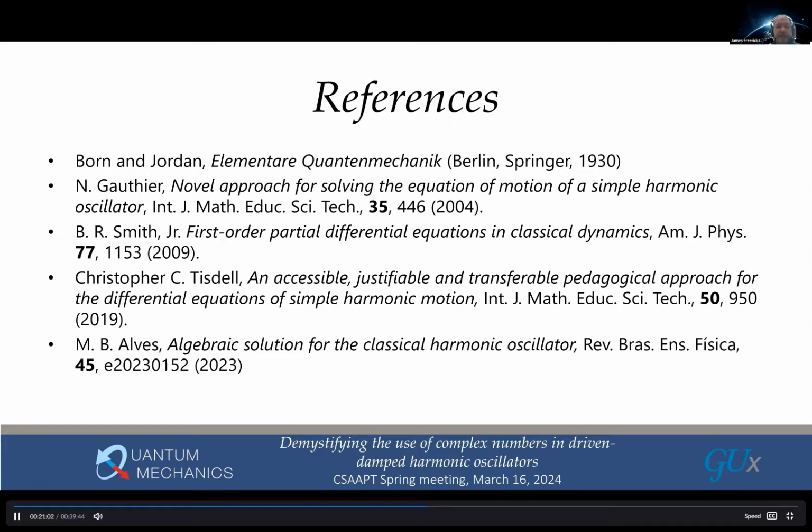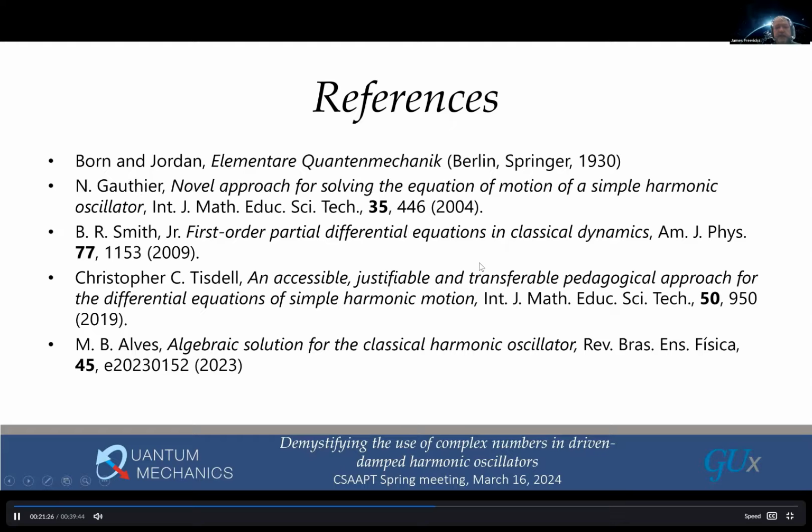As I mentioned at the beginning, we aren't the first people to think of this. It actually, as far as I can tell, goes back to 1930, but there has been more recent work. This person, Gauthier, essentially discussed this method of solution, but he didn't talk about doing it as a way of introducing the complex numbers in a more natural way.